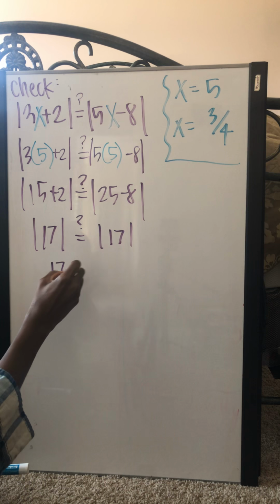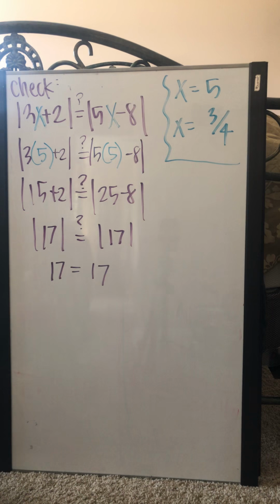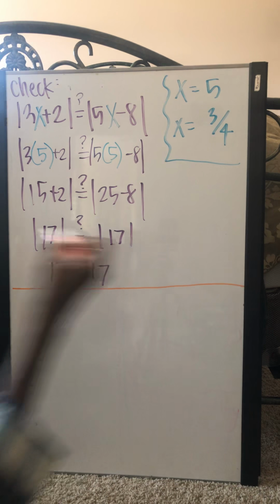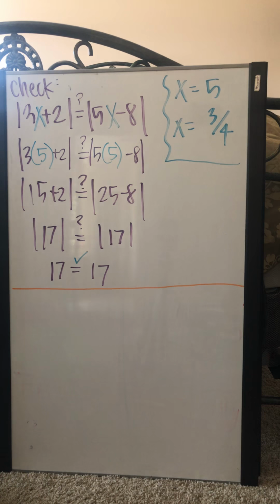Yeah, because the absolute value all it does is change whatever number is on the inside to positive. So 5 works out. So now we need to do the same thing for 3 over 4. So let's check to see if it works.